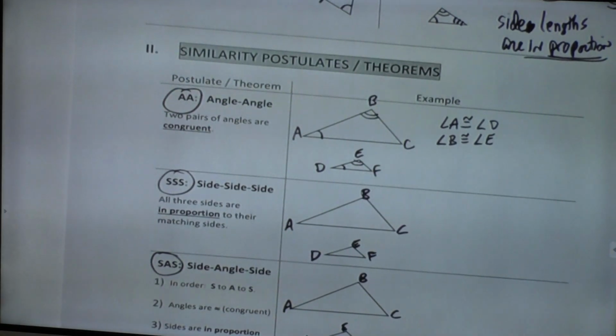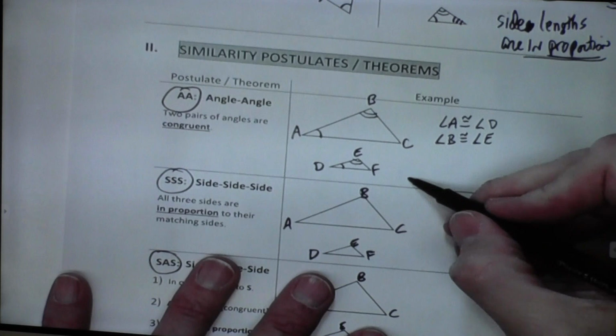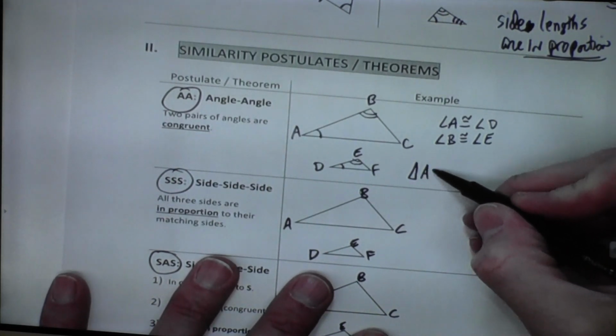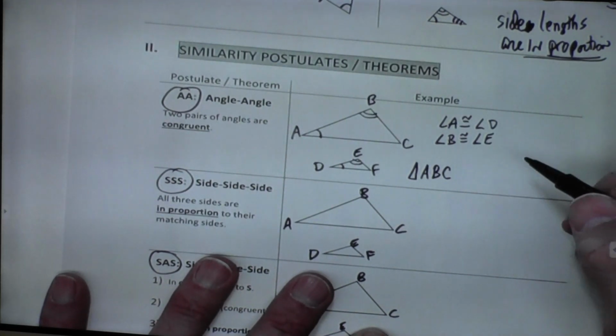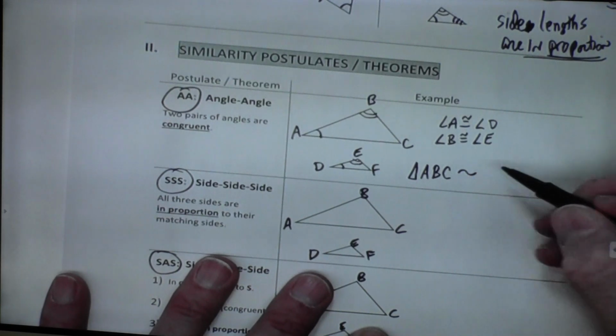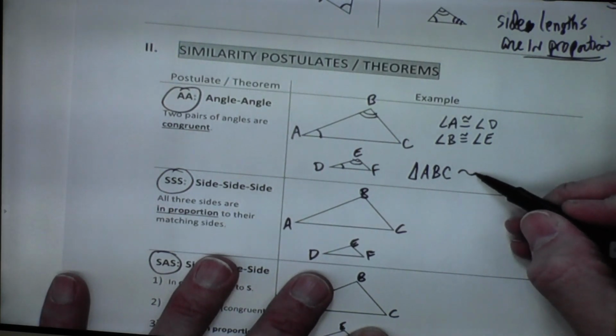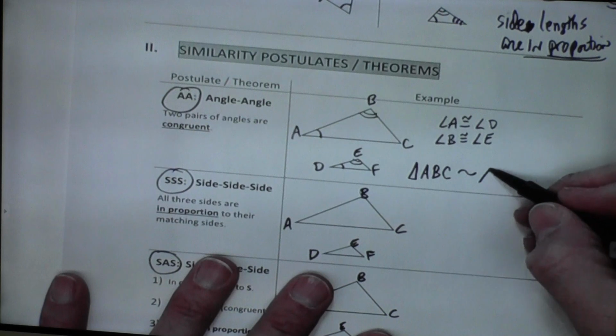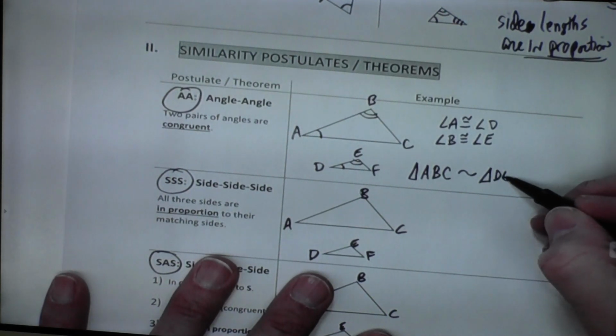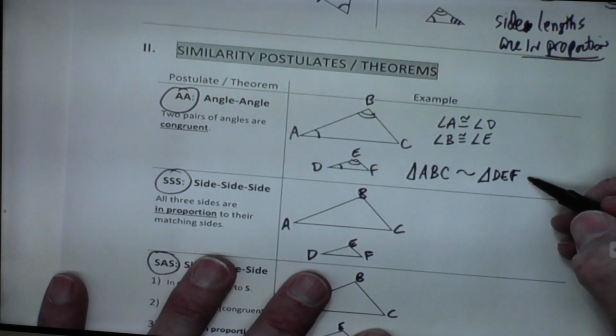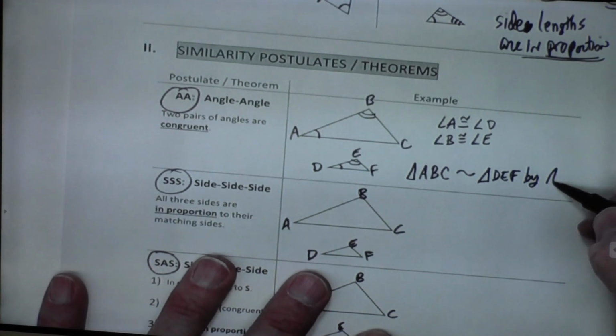You have to write a similarity statement exactly the way I want it, so you're going to have to memorize this. What you're going to do is say triangle ABC is similar to, and that's the similar symbol, triangle DEF by AA.